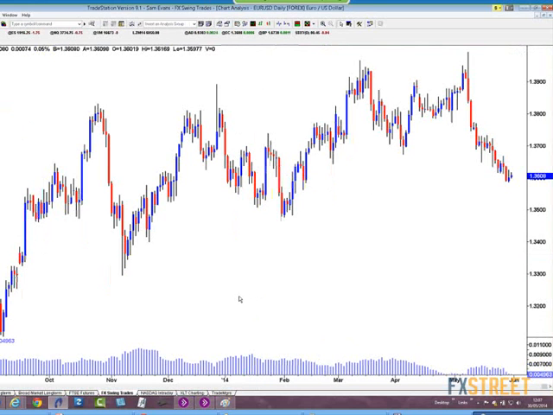ATR, you'll see this at the bottom. Average true range will give us the average range of basically the last candles, in this case 14 periods. So it's given us the average range of the high to the low of each one of these candles.